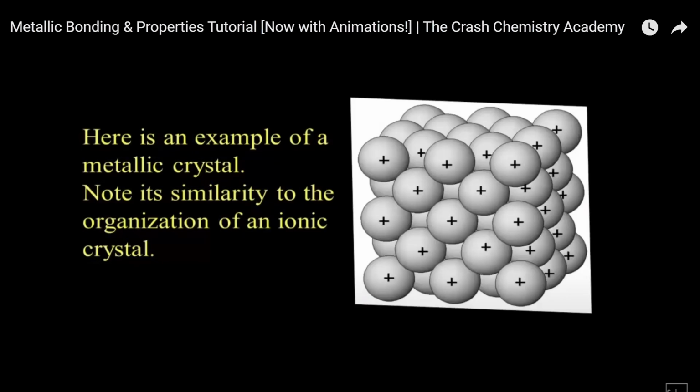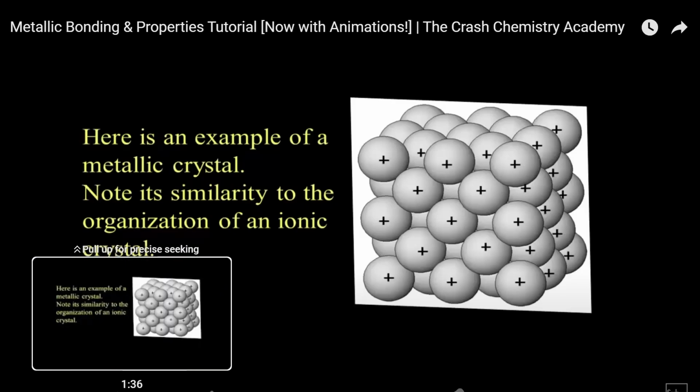Oh, here is a metallic crystal. It looks kind of like an ionic crystal, but what's different about it? They are all cations, cations everywhere. So this begs the question then, what does positive do to positive? Repels. Why are these guys not flying apart?